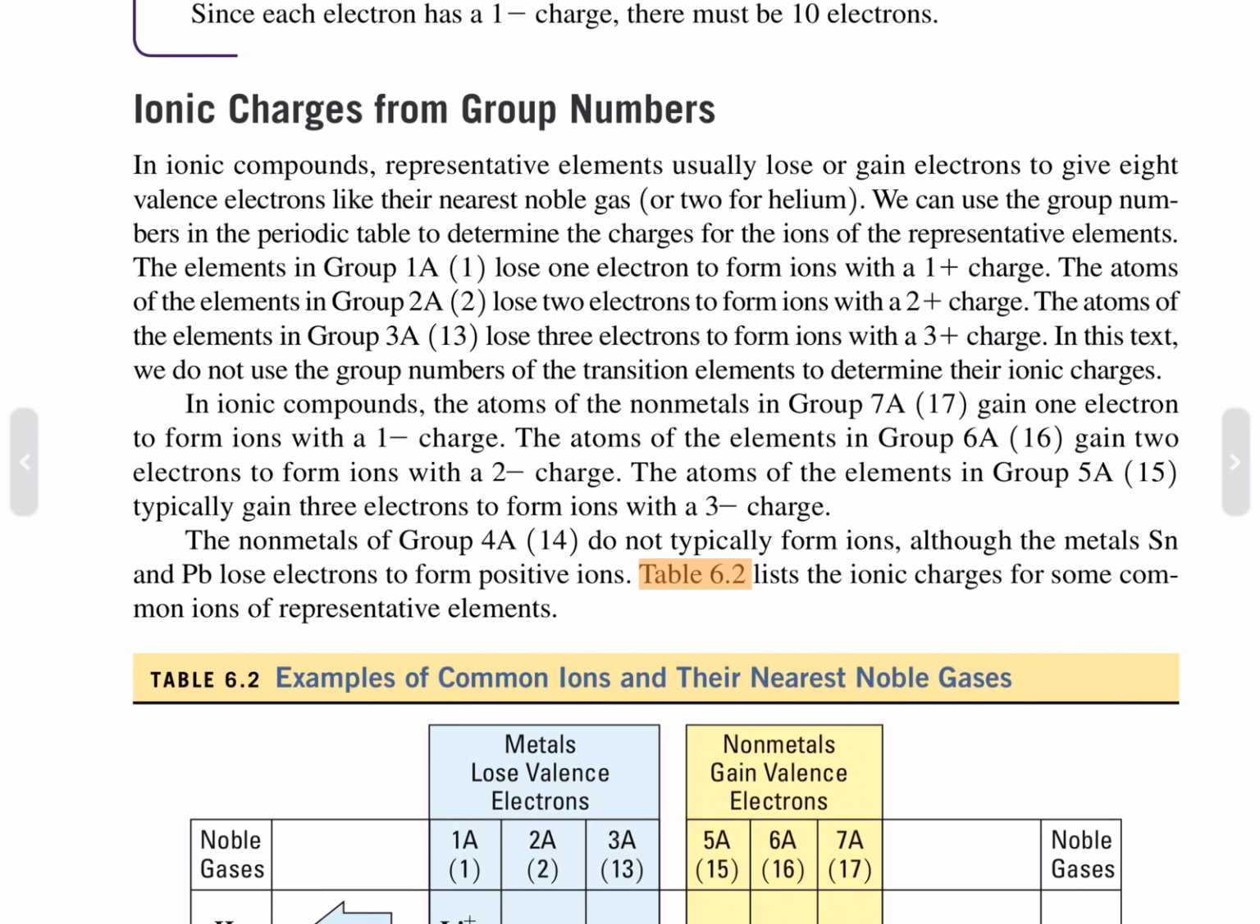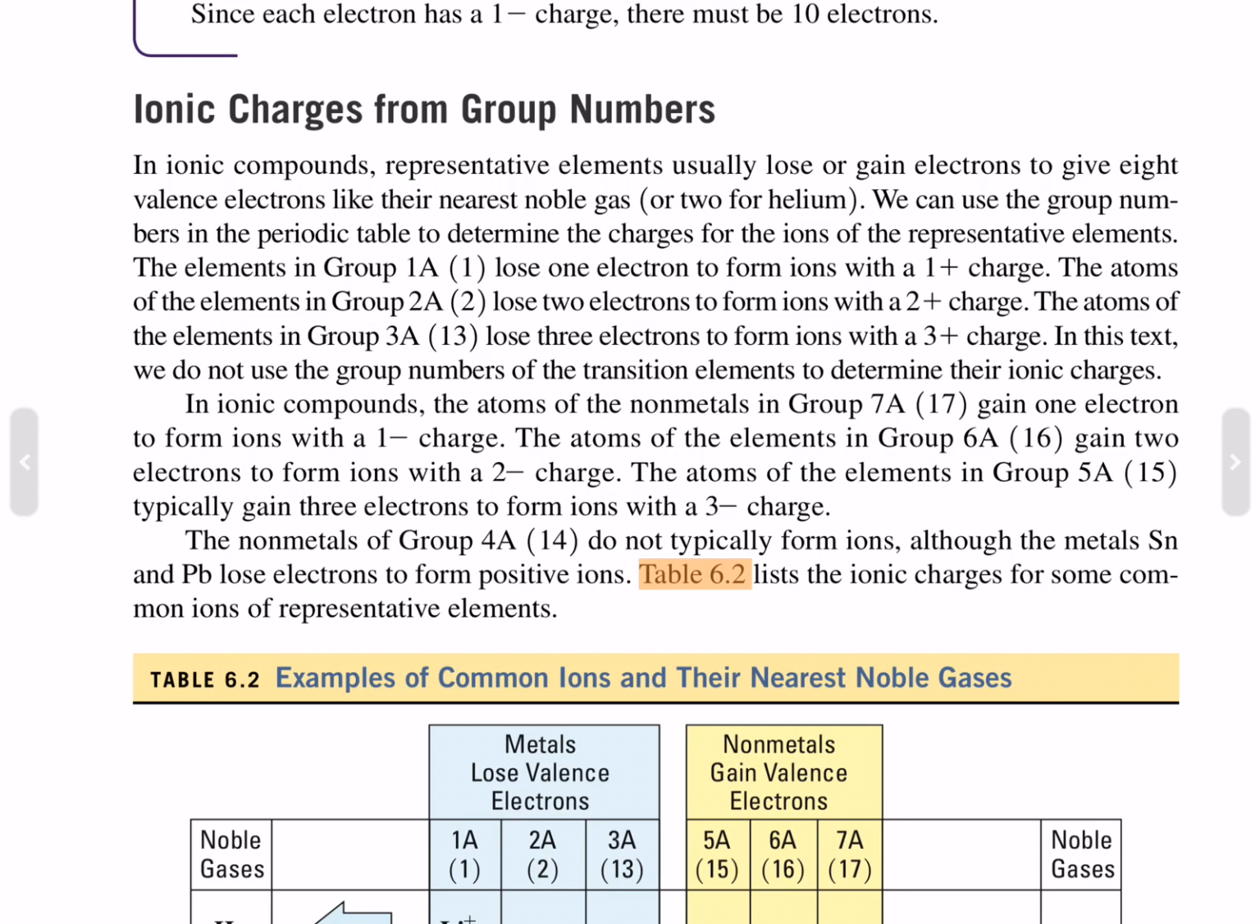In ionic compounds, the atoms of the nonmetals in group 7A, which is 17, gain 1 electron to form a -1 charge. The atoms in group 6A, which is group 16, gain 2 electrons to form a -2 charge. The atoms in group 5A, which is 15, typically gain 3 electrons to form a -3 charge. The nonmetal group 4A, 14, does not typically form ions, although the metals tin and lead lose electrons to form positive ions.